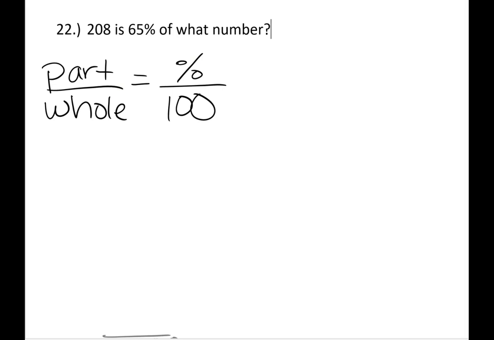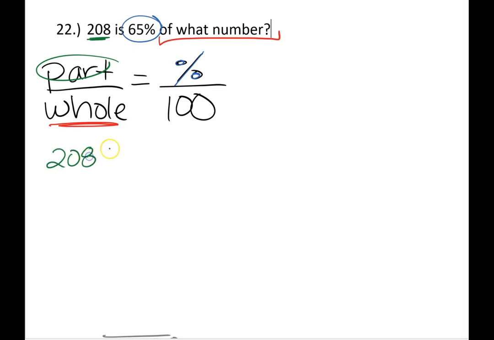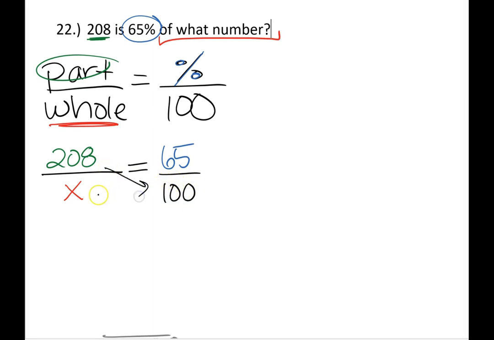So whenever it asks you of what number or of some number, that's your whole in your proportion. The part is going to be the number before is, and then the percent is whatever the percent number is mentioned or what you're searching for. So let's fill in our numbers. 208 over what number, we don't know, so we'll call that x, equals 65, because that's our percent, over 100. So to solve this, we're going to cross multiply.